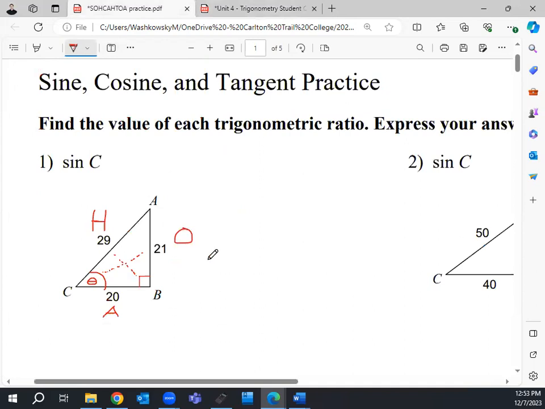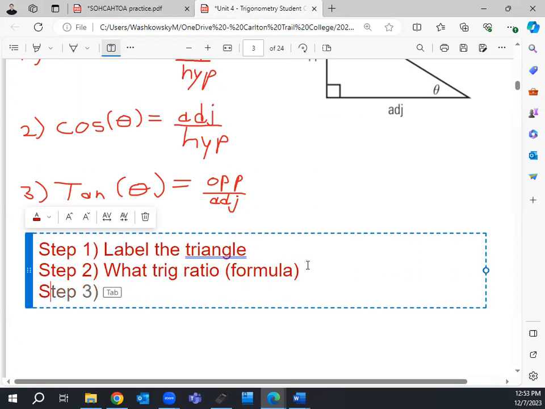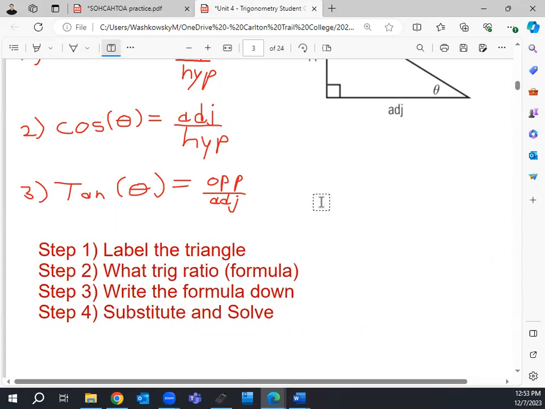So which one do I use? Oh, well, it tells me already. We'll come back to that step later, but I need to use sine. So I can immediately move to my third step, which is to write the formula down. And then it's just fill in the blanks and solve it. And again, your calculator can do all the heavy lifting here for you. In fact, you will not be able to calculate this without a calculator.